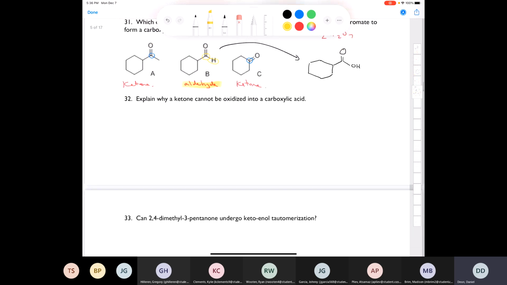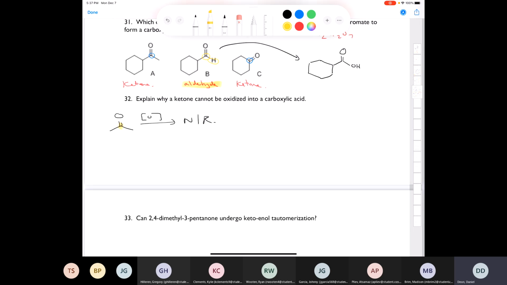Okay, question number 32. We've already gone over this. It says, explain why a ketone cannot be oxidized to a carboxylic acid. If we draw a ketone like acetone, let's say, and if we try to oxidize that, we're going to get no reaction, right? And the reason why is because it doesn't have what's called an alpha hydrogen. So an alpha hydrogen means that it's going to be attached to this carbon that we call the alpha carbon.